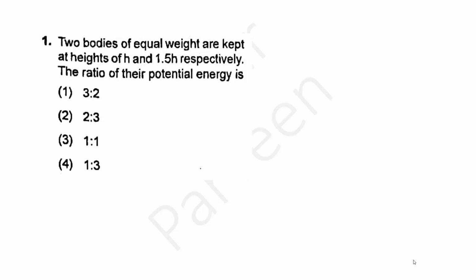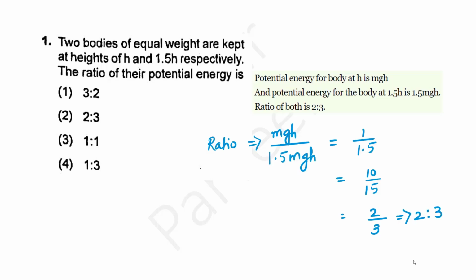One more question. They have asked that two bodies of equal weight are kept at heights of h and 1.5h respectively. The ratio of their potential energy is? So we just have to take the ratio of 1 and 1.5, because mg will get cancelled. 1 by 1.5 can be written as 10 by 15, or you cancel it with 5: 5 twos are 10, 5 threes are 15. Your answer will be 2:3. So the ratio of the potential energies will be 2:3.